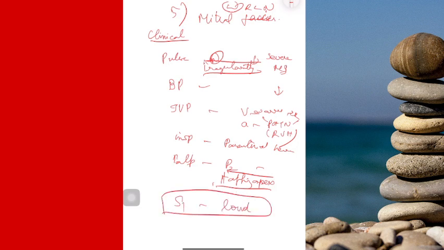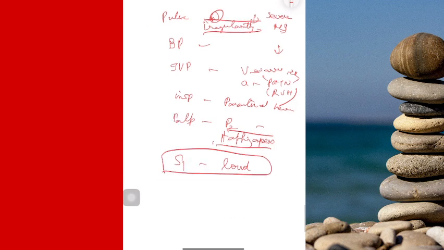Loud S1 is one. If you say S1 is loud in case of mitral stenosis, then it almost always means that you completely understood mitral stenosis. Okay, why is the S1 loud in mitral stenosis? Remember, this is your LA pressure. I mean, this is your LA. And I told you the basic pathology: in mitral stenosis, your LA pressure is going to increase.